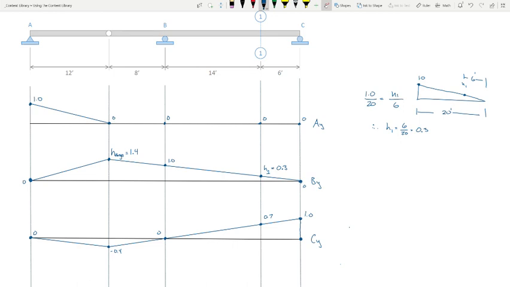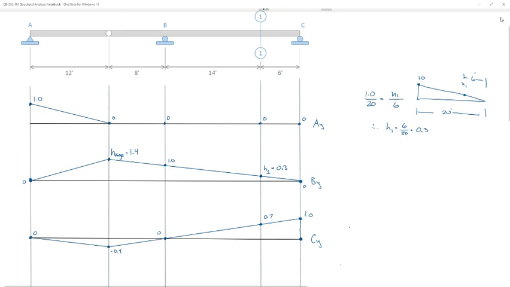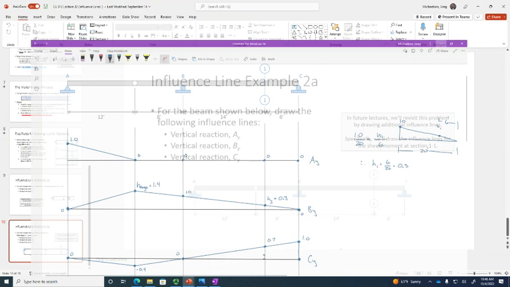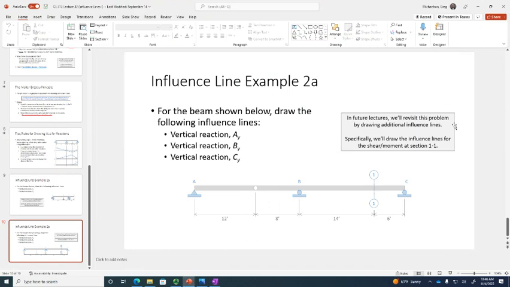Why did you cut that section? We haven't yet. So you're talking about this section? Yeah, why is that a point of interest? And how do you know? I will explain. So Monday we're going to draw the influence line for the shear and moment there. Is there a reason why I picked that point, like at 6 feet? No, not really. I just picked something. I'm dead serious.